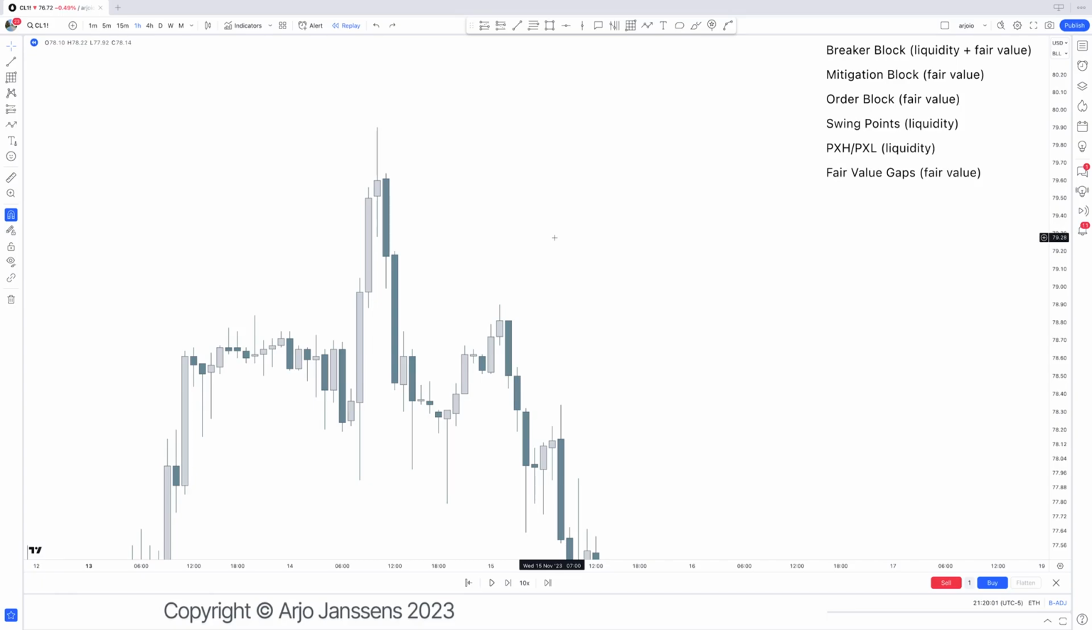The names are just there to make you more comfortable. When people are learning new things, it's easier to label certain things because it will make a lot more sense on what it is exactly. If I just tell you it's fair value, then okay, it might make sense. But if I tell you it's a mitigation block, okay, that makes a lot of sense. So that is quite important to understand. And it's the same for an order block, etc. So again, it's easier to give something a name instead of just saying it's support and resistance, for example.